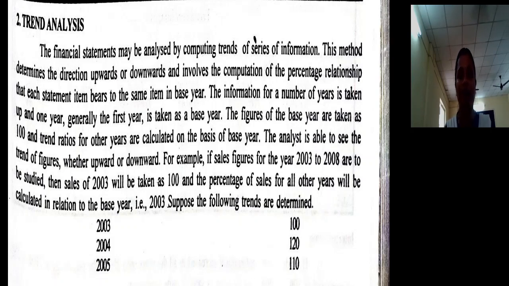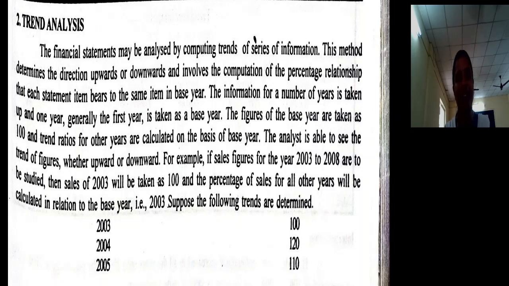The information for a number of years is taken up and one year, generally the first year, is taken as a base year. In the sense, we can have information over a period of time. The earlier year will be taken as the base year. The figures of the base year are taken as 100, meaning each and every figure of the base year is considered as 100 because they are the base figures to which the current figures are compared. So, trend ratios for other years are calculated on the basis of the base year. The analyst is able to see the trend of figures, whether they move upward or downwards.